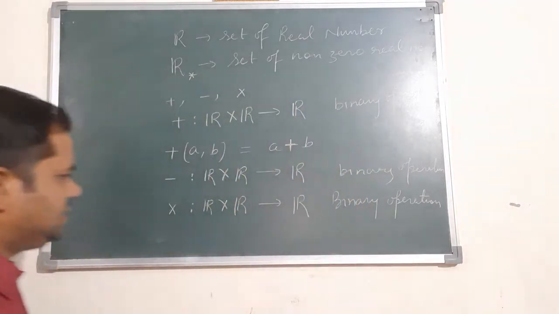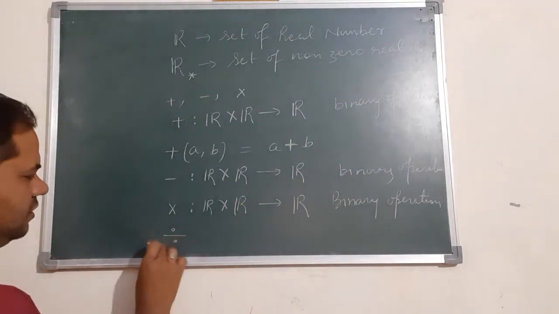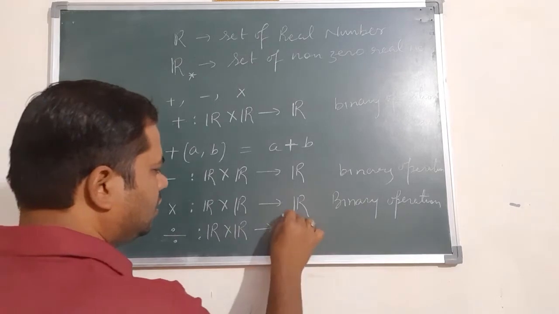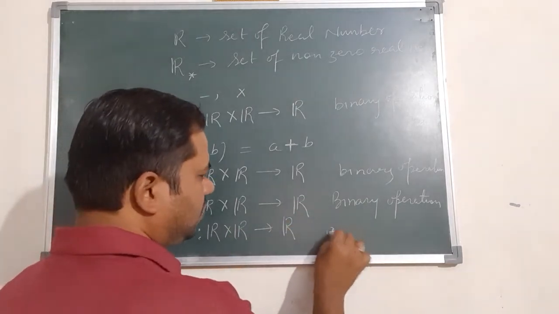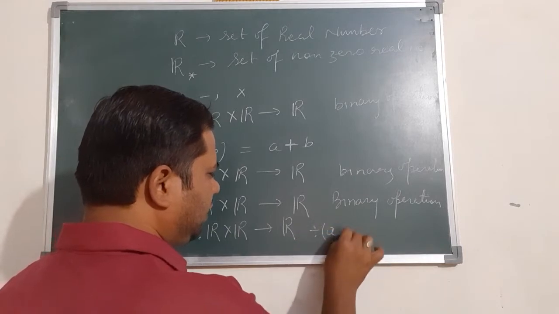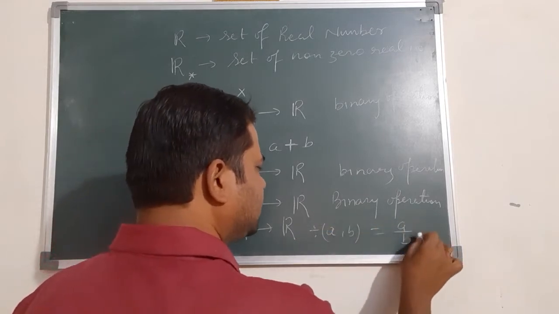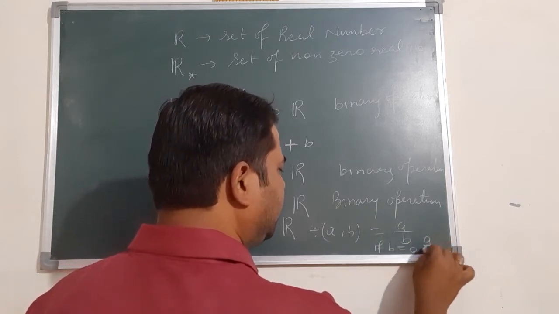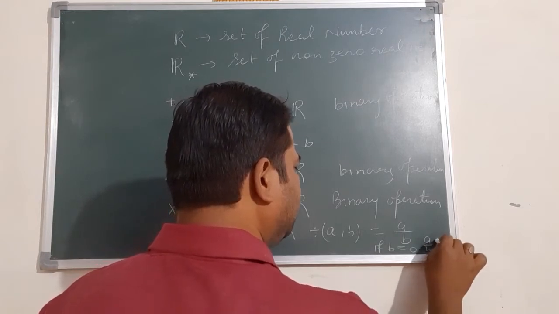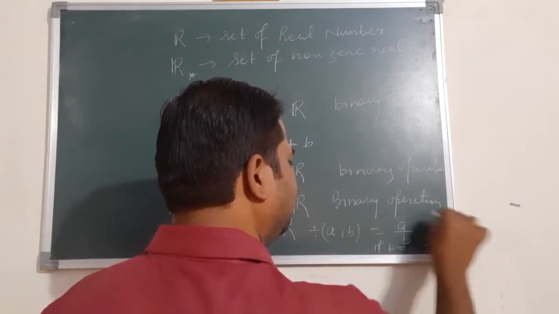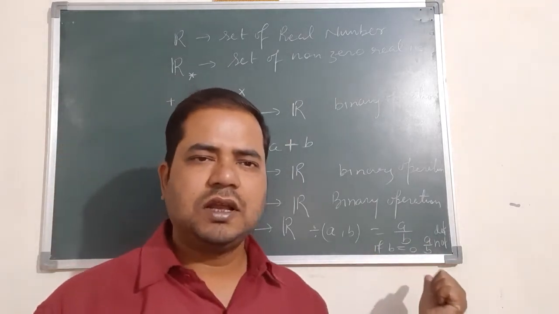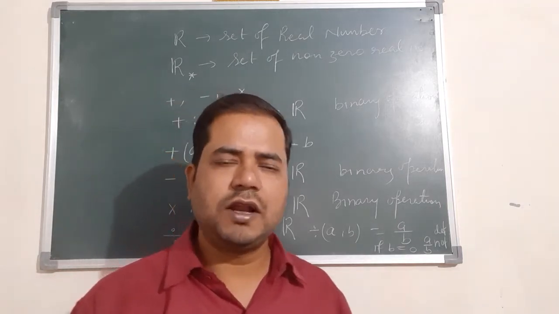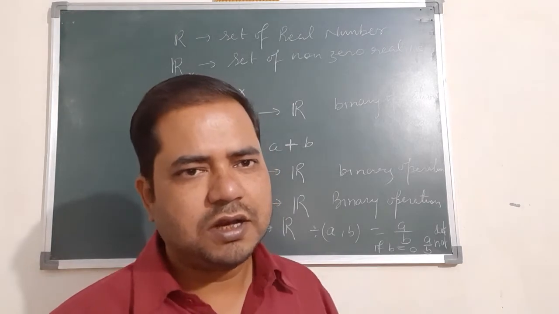But what about division? If you see division from R cross R to R, and suppose a binary operation division of (a, b), that is a by b, and if b is equal to 0, then a by b is not defined. As you know, if you take b equal to 0, then a by b is not defined. So if a by b is not defined, that means what? This is not a binary operation on the real numbers.